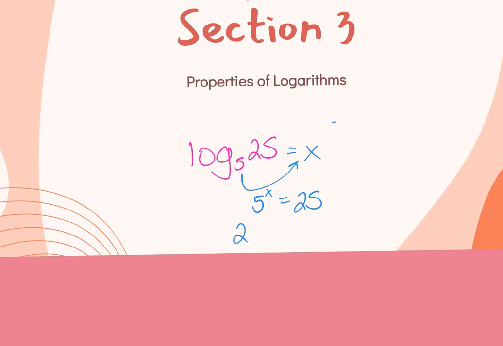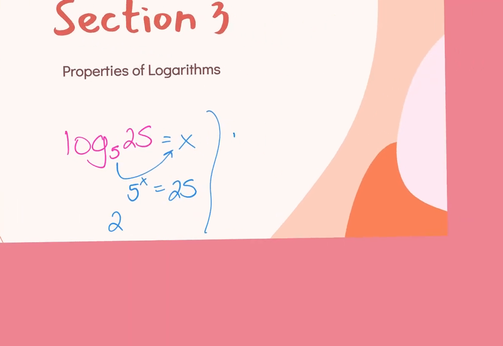2. The goal, however, would be to get so comfortable with logs that you could look at this and know it's 2 without having to go through that process. That's when the mental math really pays off, right? So you're looking at the base and the log. You're saying, what do I have to raise that to get to the large number? So 5 to the second is 25, and that's why this answer is 2. So the more comfortable you are with logs, the easier everything else is going to be from here on out.